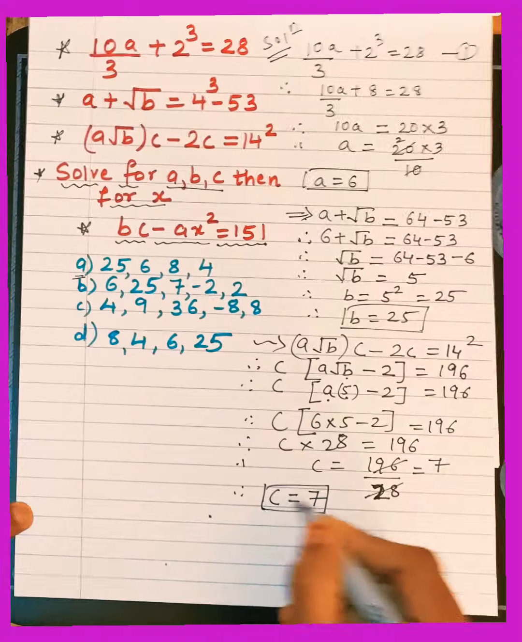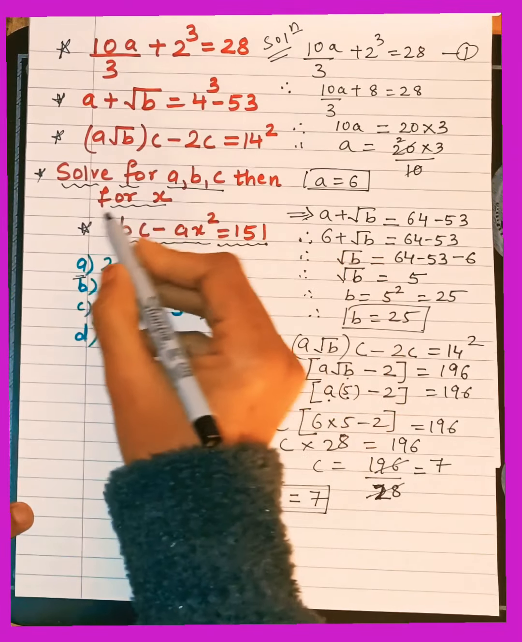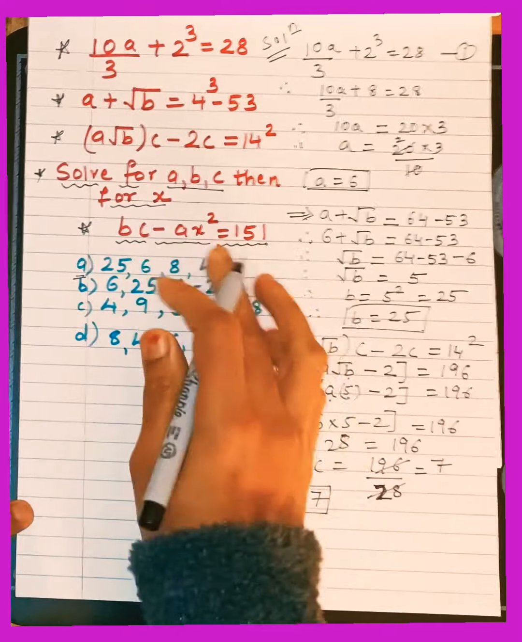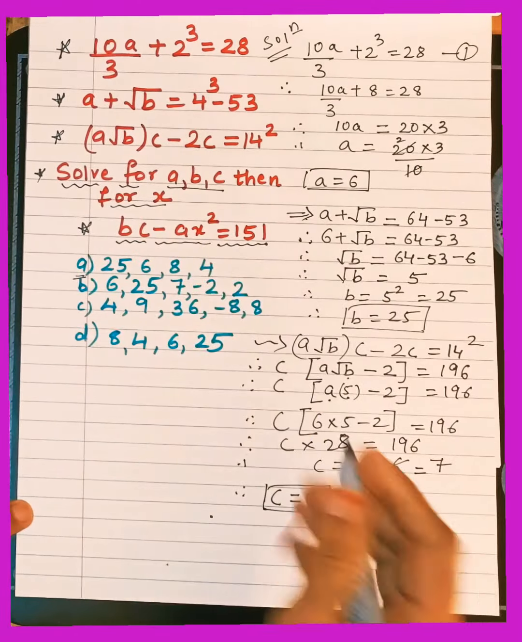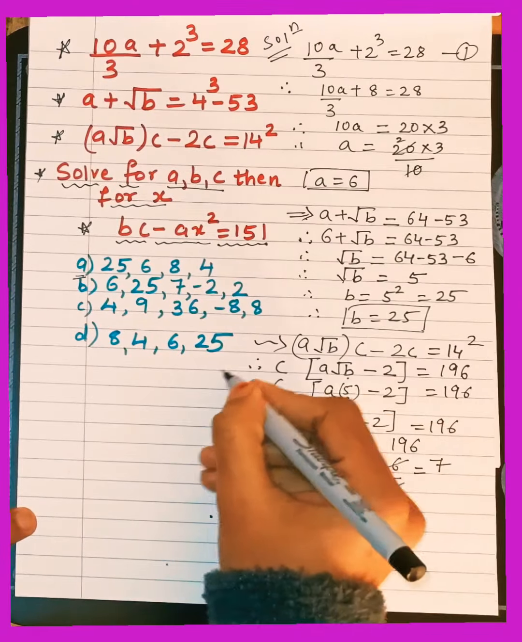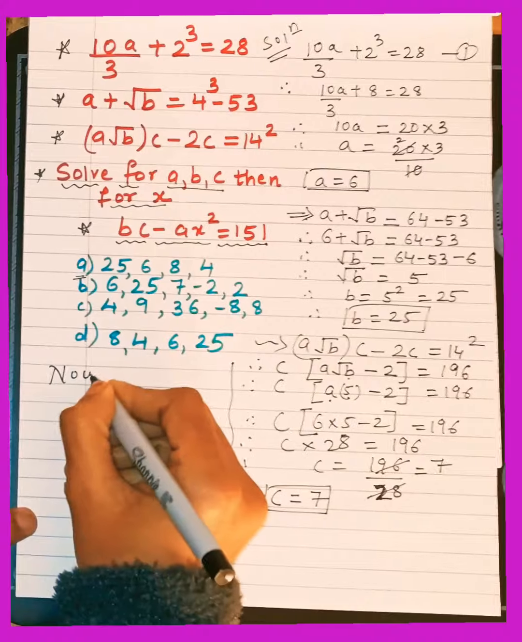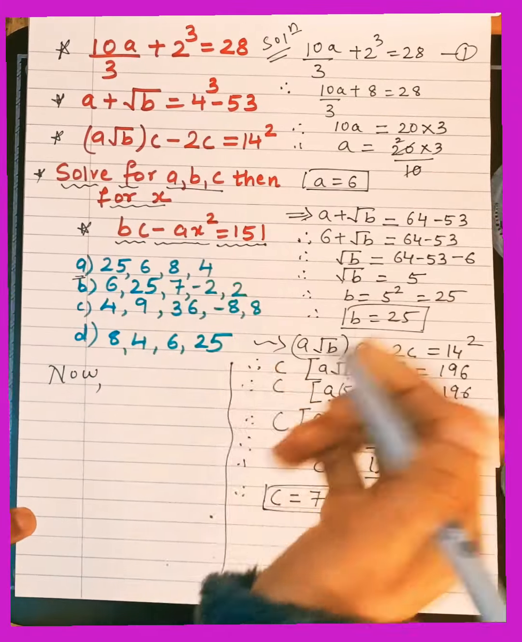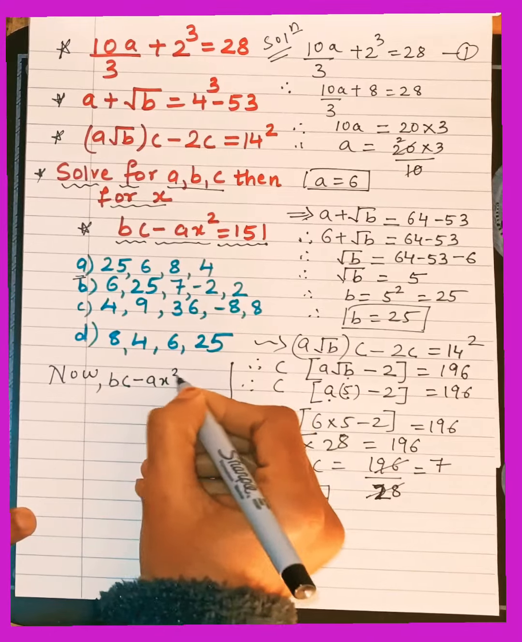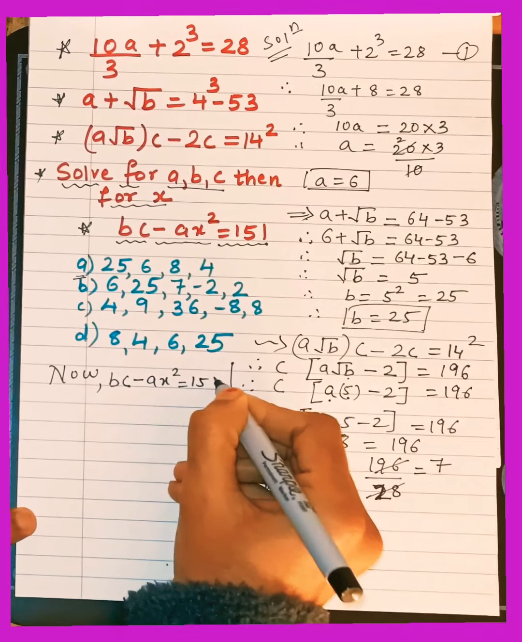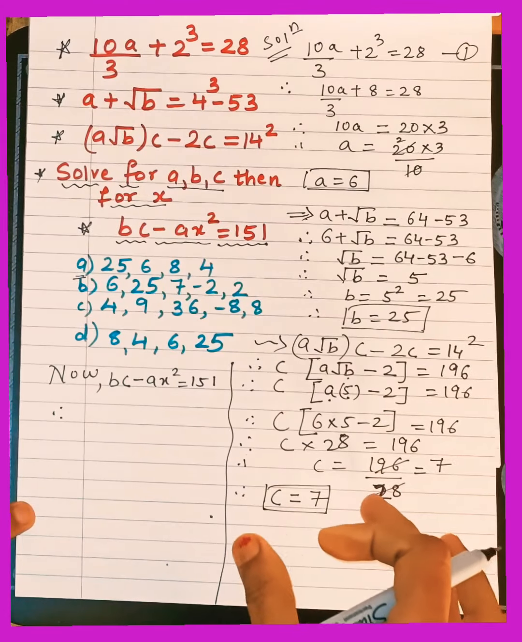So we got the values of a, b and c. Now we are going to find out the value of x. This is our equation. Now we will substitute all these three values here and we will get the value of variable x. Taking this equation, BC minus AX square equal to 151, now we substitute the values, since we have all the values of A, B and C.